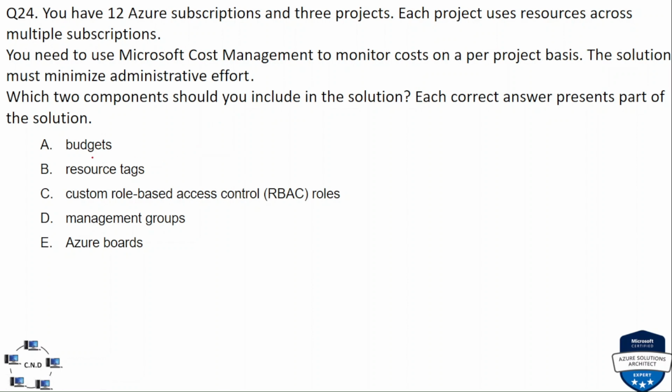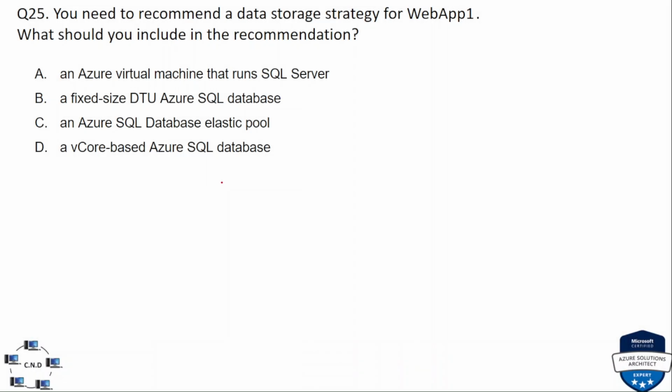And the options are A. Budgets, B. Resource tags, C. Custom role-based access control or RBAC roles, D. Management groups, and E. Azure Boards. And the correct options are option B, Resource tags, and option D, Management groups. So these two, resource tags and management groups, are the correct options.